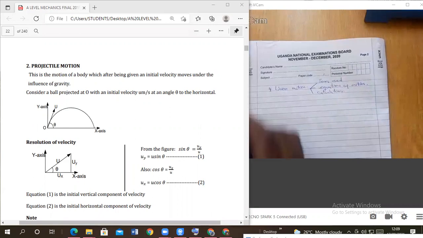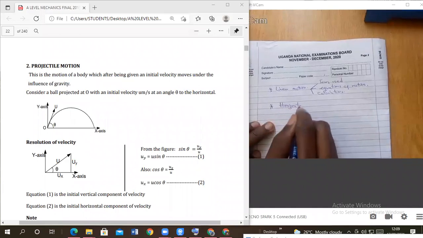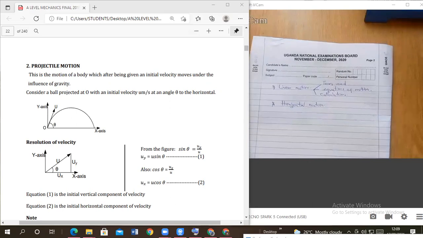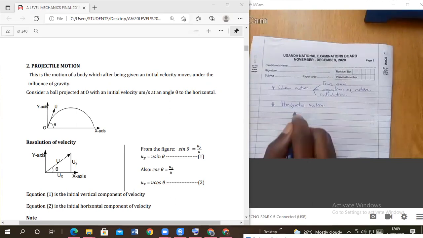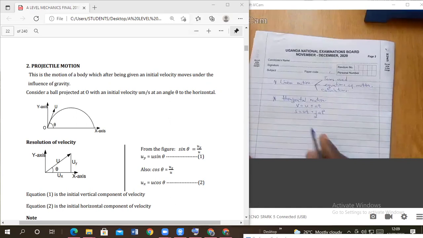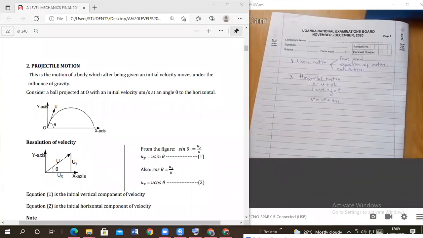So under linear motion, we said linear motion is again divided into two. We have horizontal motion. For horizontal motion, the three equations of motion are V equals U plus AT, S equals UT plus a half AT squared, then V squared equals U squared plus 2AS. That is for horizontal motion.